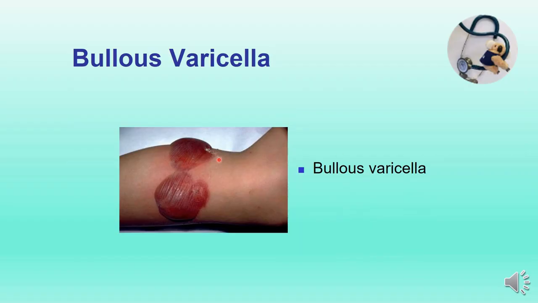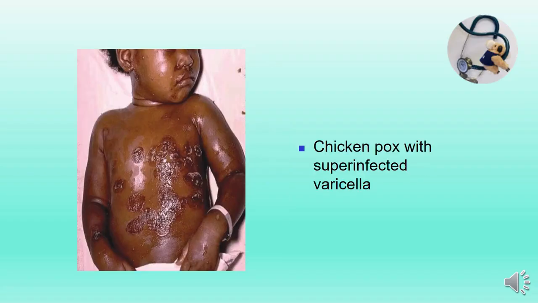This picture shows you bullous varicella, and this is one of the complications of the varicella infection. Here the chickenpox rash is infected. So if the condition is like this, the child requires antibiotic treatment.